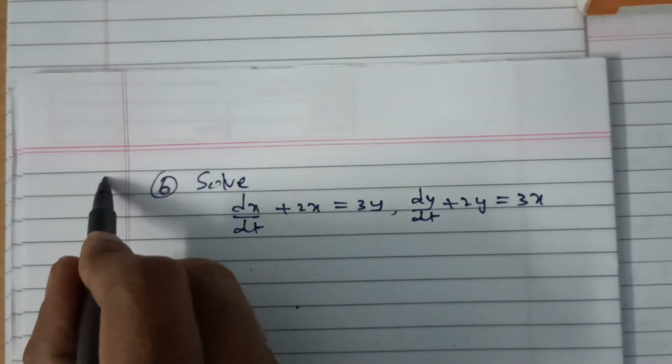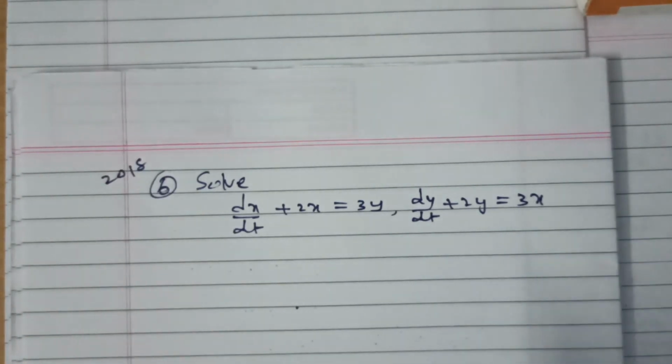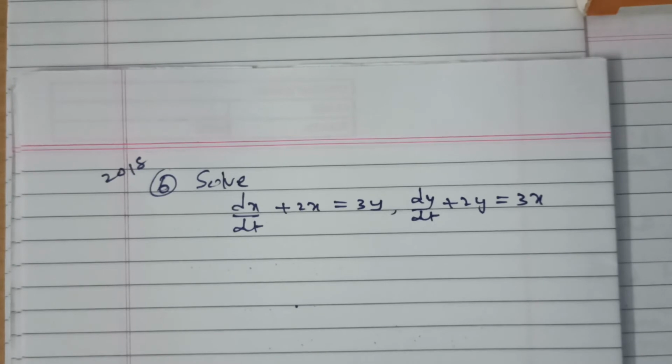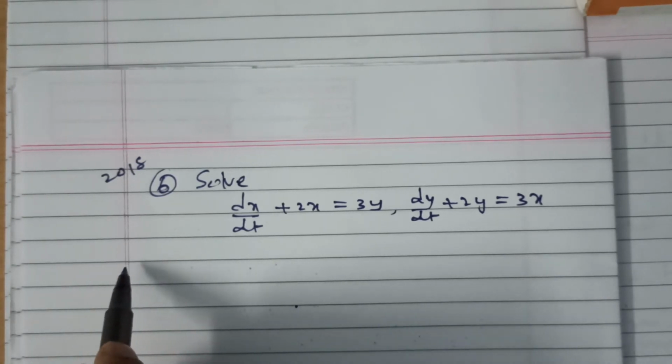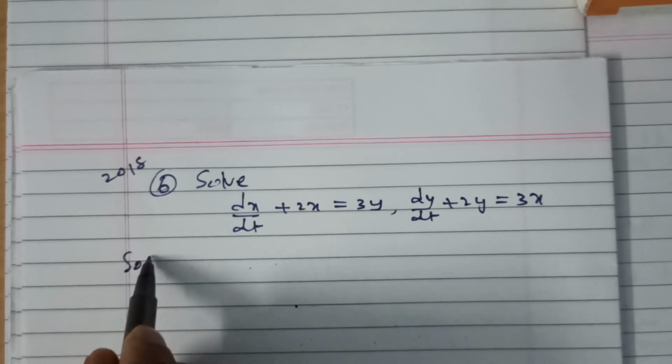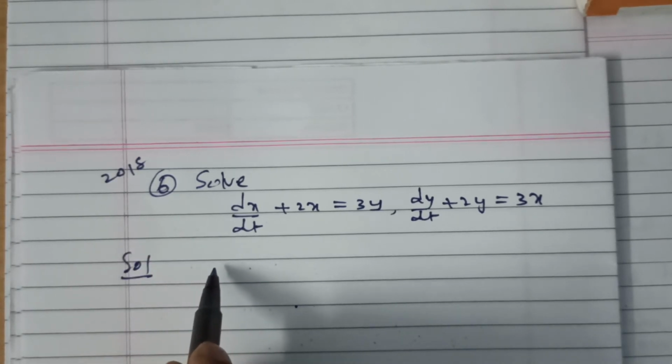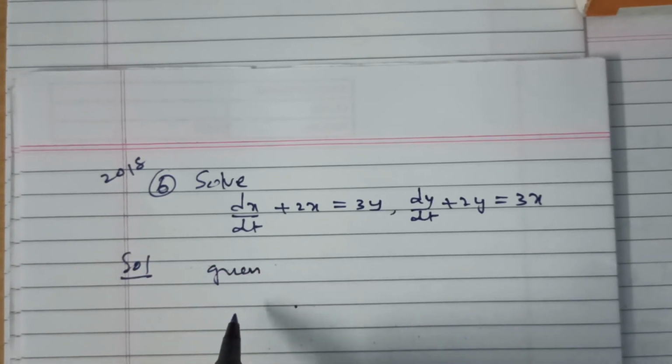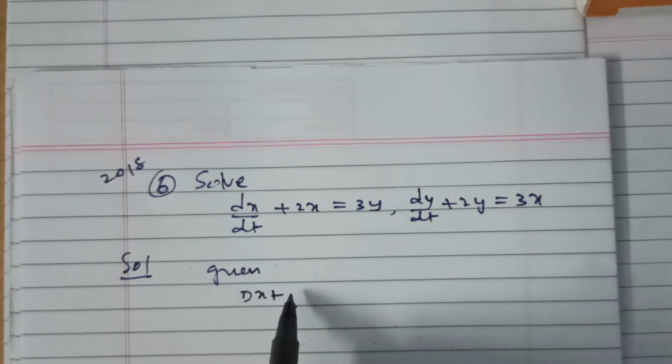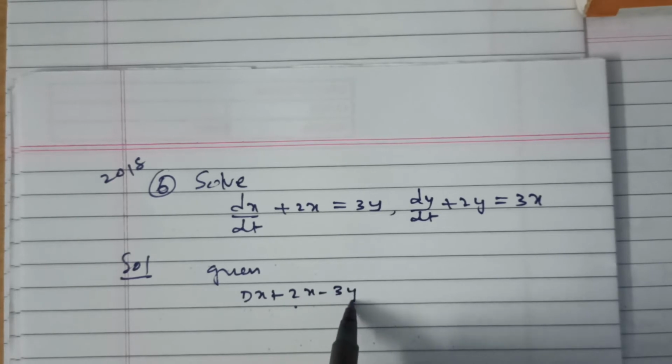So this problem was asked in 2018. Whenever you have to find two variables, the problem is for 5 marks. The solution: given dx/dt + 2x - 3y = 0.